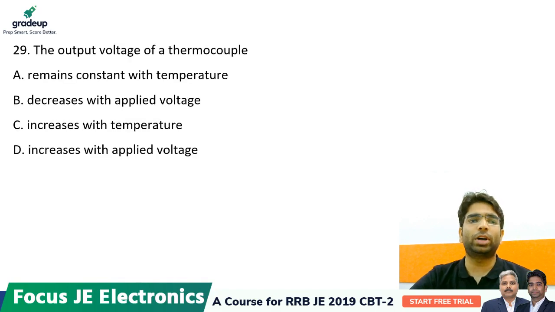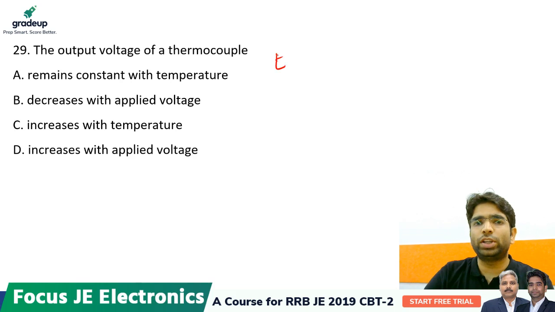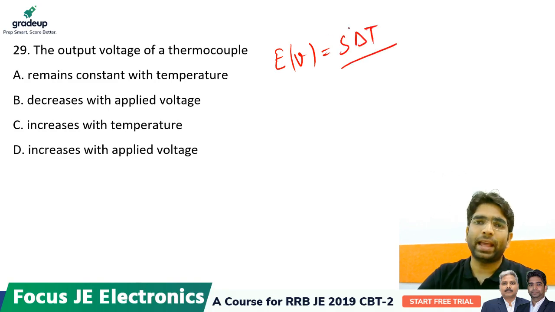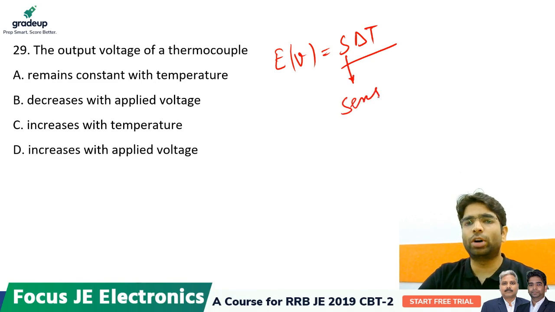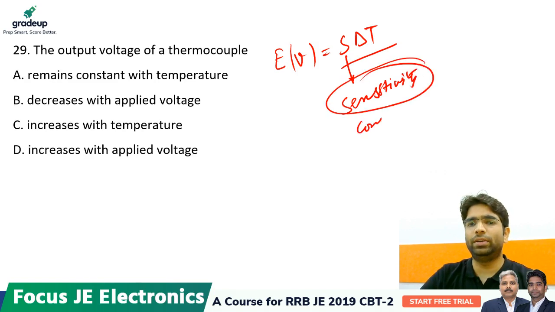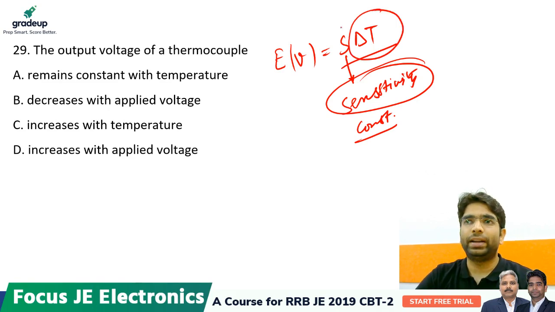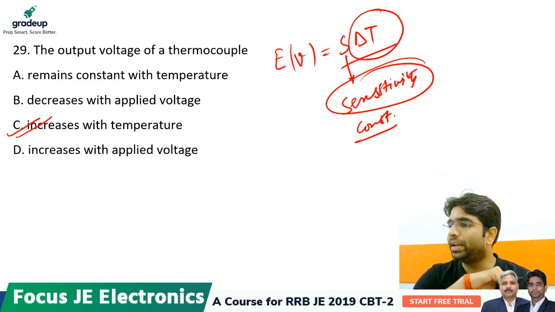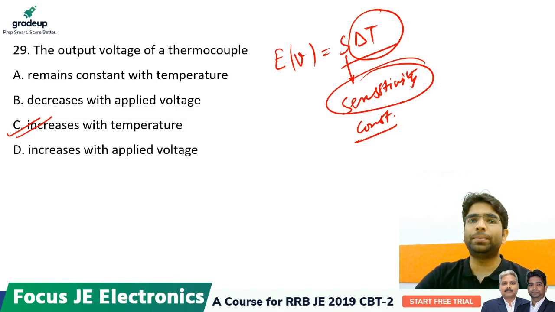The output voltage of a thermocouple. My dear friends, the output voltage of a thermocouple, suppose E or V, anything you take as EMF or voltage V, depends as S into del T. S is the sensitivity of the thermocouple, or a constant. It is the constant of the thermocouple, and del T is the temperature difference. So the output voltage of a thermocouple will increase with the increase in temperature.